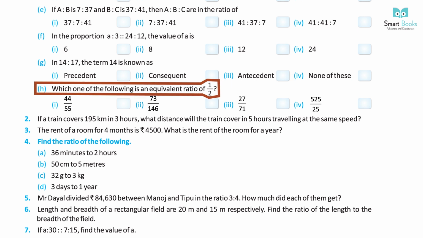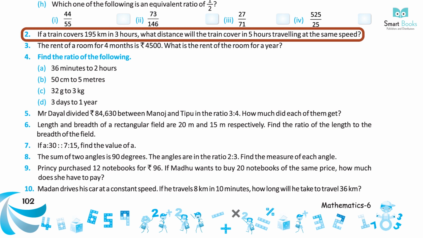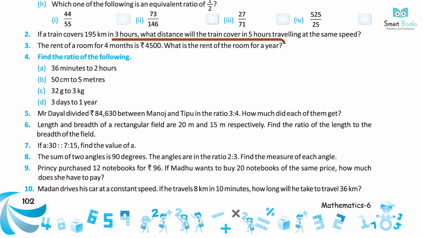H. Which one of the following is an equivalent ratio of 1 upon 2? First 44 upon 55, second 73 upon 146, third 27 upon 71, fourth 525 upon 25. Solution: second 73 upon 146. Question 2. If a train covers 195 km in 3 hours, what distance will the train cover in 5 hours traveling at the same speed? Solution: 325 km.